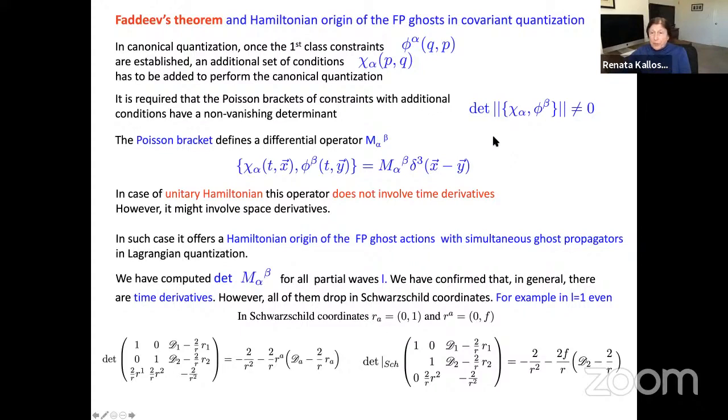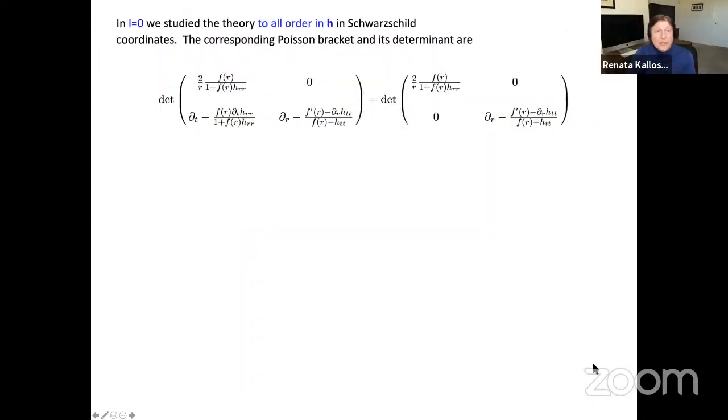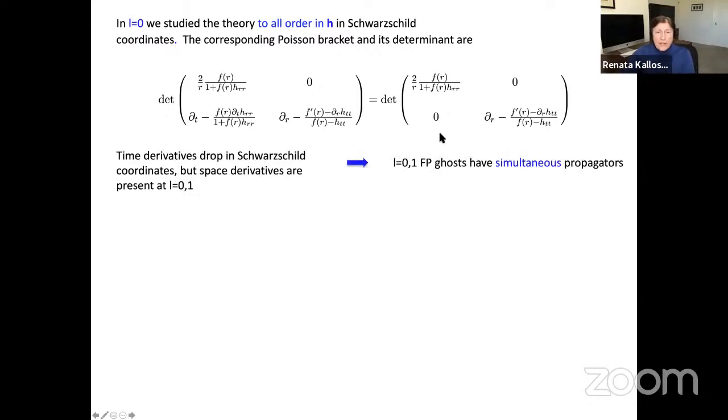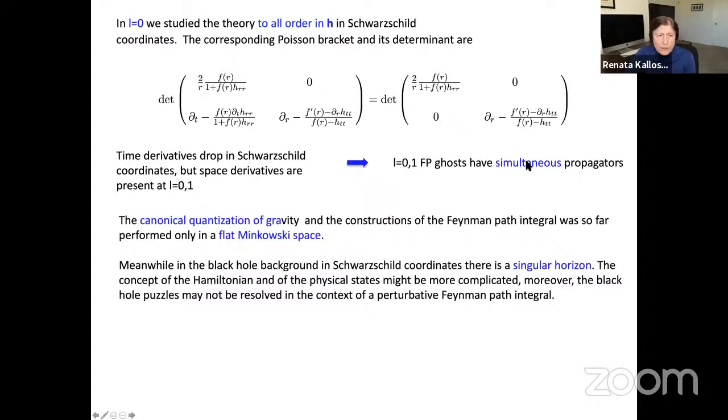So we computed the Poisson brackets and this type of expressions. In general, as you see, there are derivatives here. However, when we go to Schwarzschild, we have only derivatives in space and no derivatives in time. This is also true for monopoles, same story. In general, you have derivatives over time here, but they drop from the determinant. And so time derivatives are gone, and even monopoles and dipoles have only instantaneous propagators.